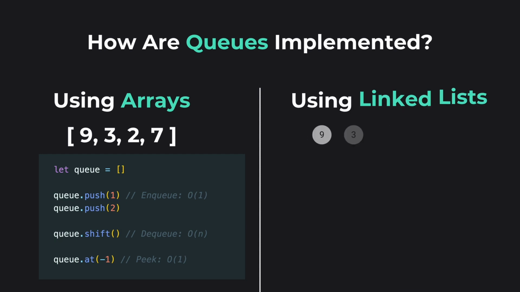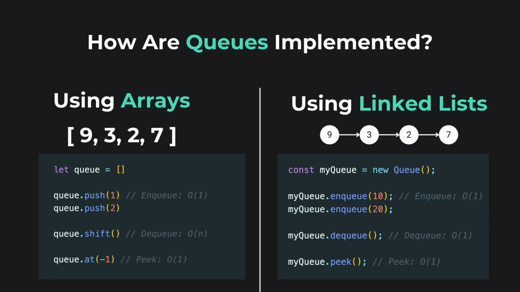A more efficient way, especially for dequeue operations, is to use a linked list. In a singly linked list, enqueue operations are O of 1, and if we maintain a reference to the last node, dequeue operations can also be O of 1. With this approach, both enqueue and dequeue operations are consistently fast, and the peek operation is O of 1 in both cases.